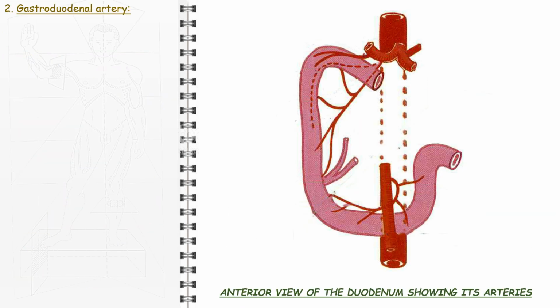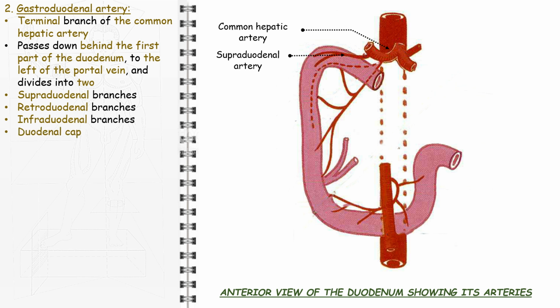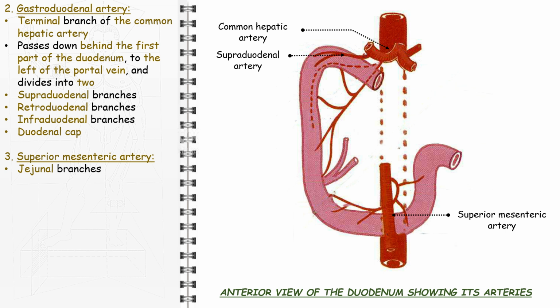The gastroduodenal artery is the terminal branch of the common hepatic artery. It passes down behind the first part of the duodenum, to the left of the portal vein, and divides into two, the right gastroepiploic artery and the superior pancreaticoduodenal artery. It gives the supraduodenal and retroduodenal branches supplying the duodenal cap. The infraduodenal branches arise from the right gastroepiploic artery. The jejunal branches of the superior mesenteric artery participate in the arterial supply of the duodenojejunal junction.